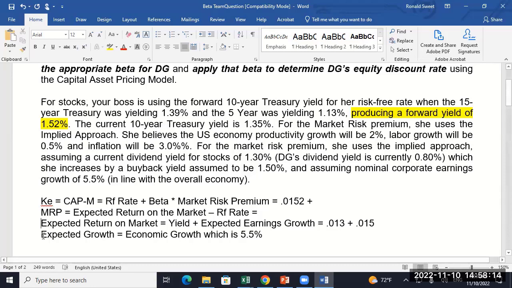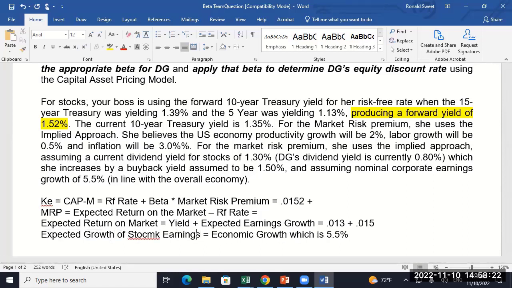We're not looking for the expected growth in the economy. We're looking for the expected growth of stock earnings. So they're not the same. For her, they are. She thinks the economy can grow at 5.5%. She thinks corporate earnings can grow 5.5%. They're the same. In the exam, I may not make them the same. So really read the problem really, really carefully. So their expected earnings growth is 5.5%.